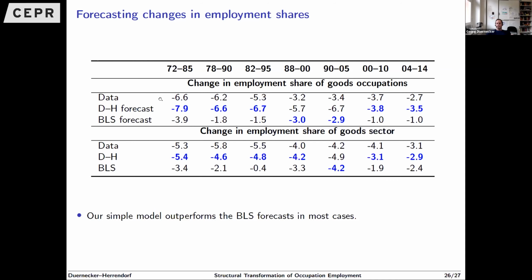And in the data, we see that goods occupations go down over time. That's what we've seen in the first slide. So here we have the actual change in employment share. Then we have the 2 forecasts, our forecast and the BLS forecast. And whoever gets the blue label wins, or is closer to the data. And you see that our simple model actually outperforms the BLS forecasts in most of the cases.